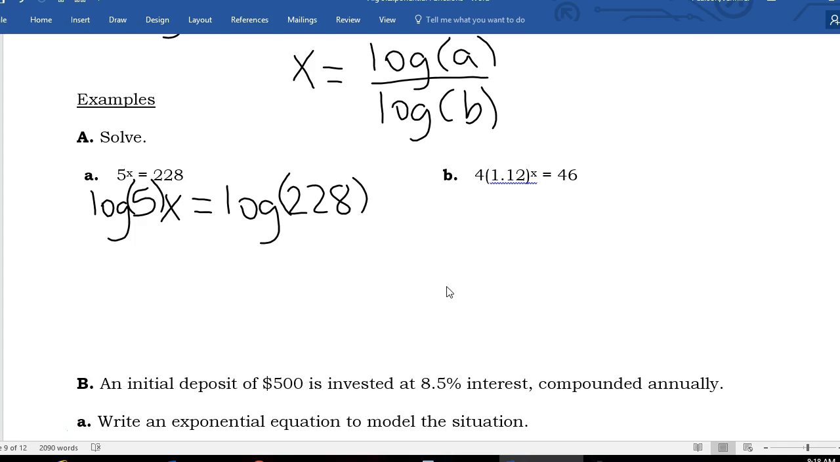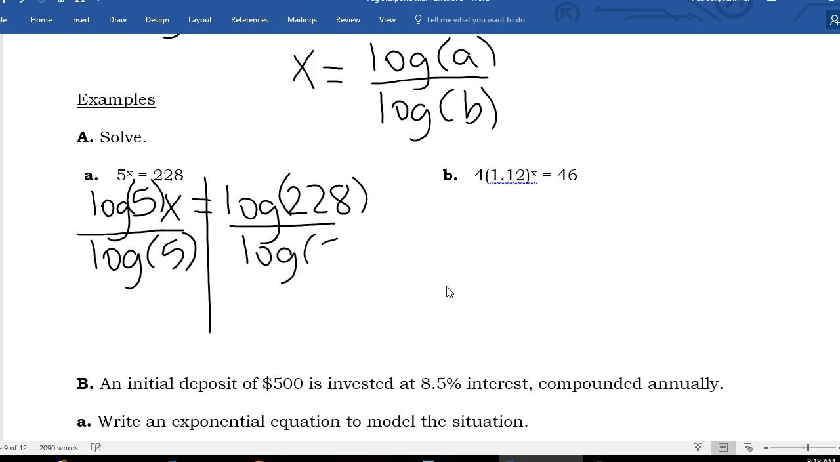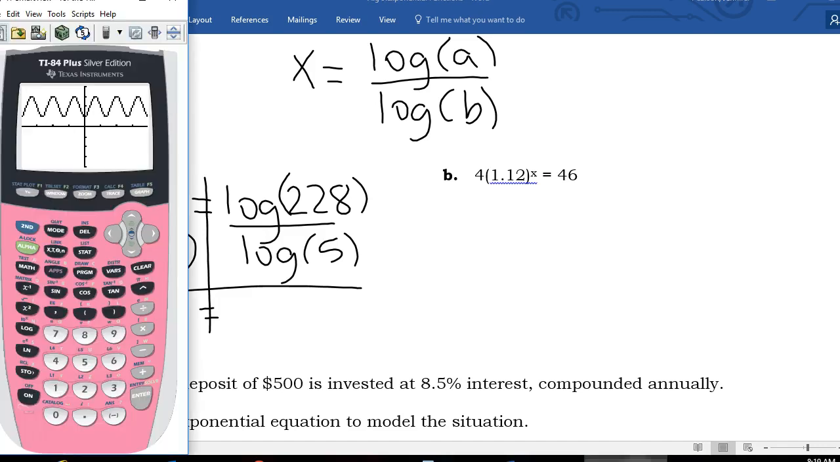So by adding logs to both sides, keeping things balanced, I'm able to take the x out of the exponent and make it a normal variable x. Just like with a linear equation, when you have a number in front of x, we divide both sides by that value to undo that multiplication. So I'm going to divide by the number log 5, on both sides of the equation. Log 5 cancels with log 5. X is our variable then, and we would use our calculator to type log of 228 divided by log of 5.